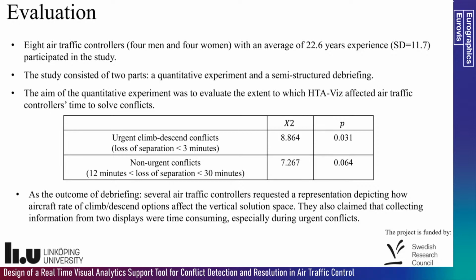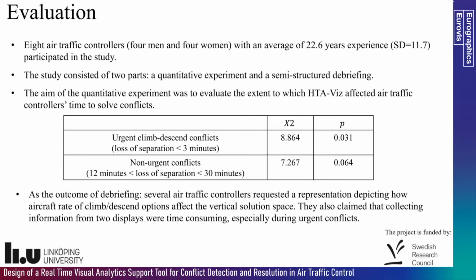Analyzing time for solving conflicts, applying Friedman's test indicated an effect for the urgent climb-descent conflict and a marginal effect for the non-urgent conflicts. The analysis revealed that the greatest benefit for solving urgent conflict pairs was mainly attributed to visualization of heading solution spaces. That could be due to the fact that controllers had no experience from working with a display like the TA visualization. But this needs further evaluation studies. Several air traffic controllers requested a representation depicting how aircraft rate of climb or descent options affected the vertical solution space.